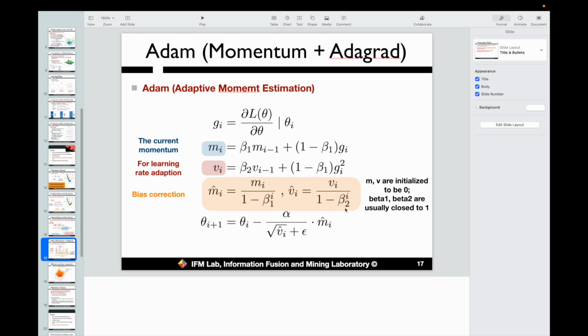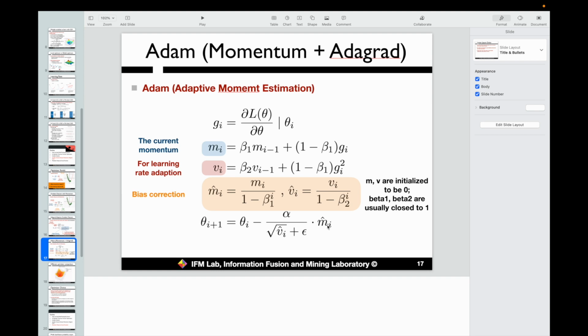Okay, and you may also wonder how we do the initialization of mi and vi. We can initialize both of them to be 0 vectors, and beta 1 and beta 2 are usually close to 1. As we have both the speed and the record of the historical gradients, we can write down the updating equation for the variables. The updating equation is theta i plus 1 equals theta i minus alpha divided by the square root of vi, and then times mi.